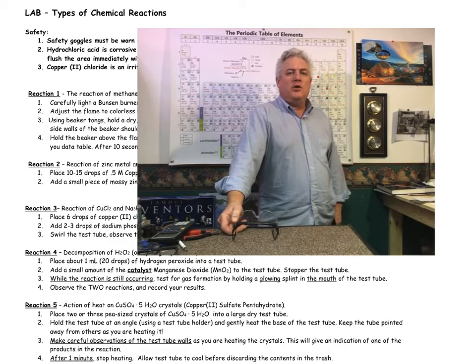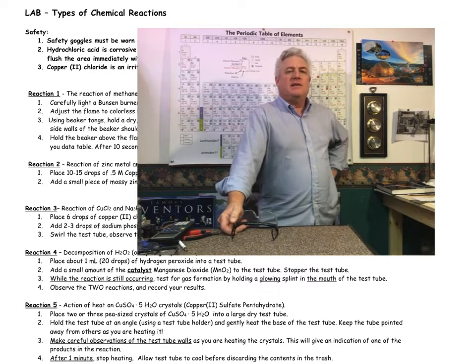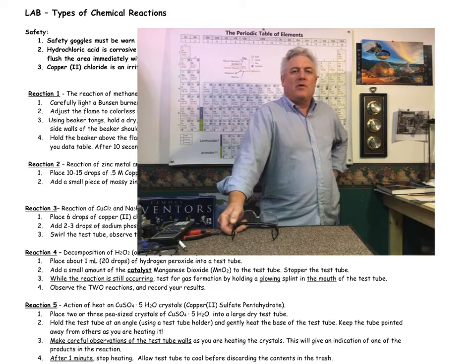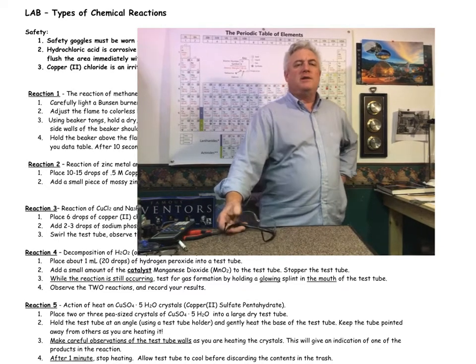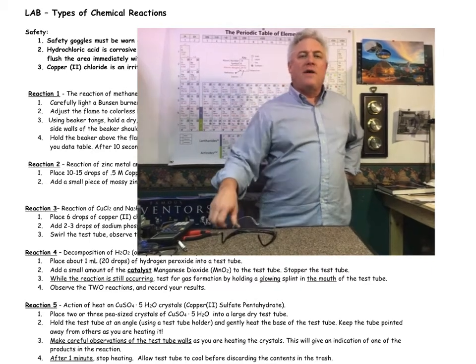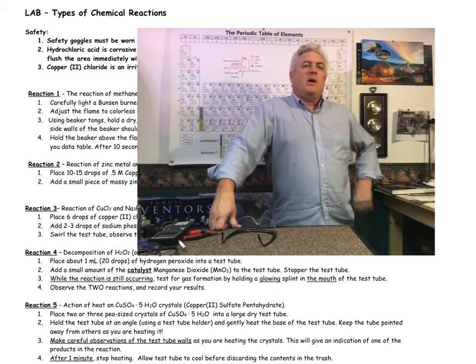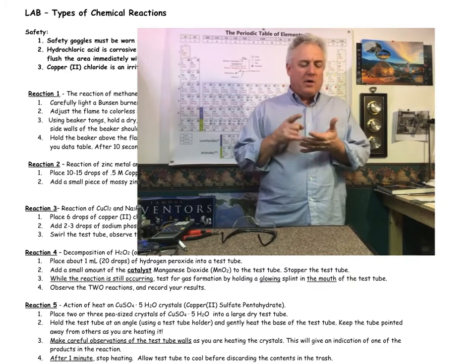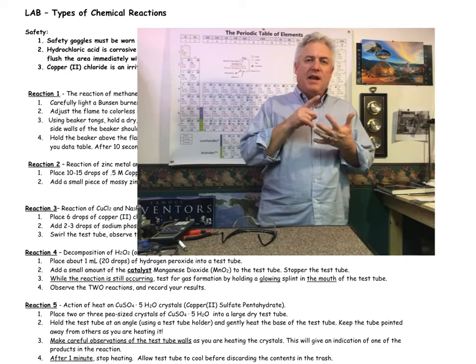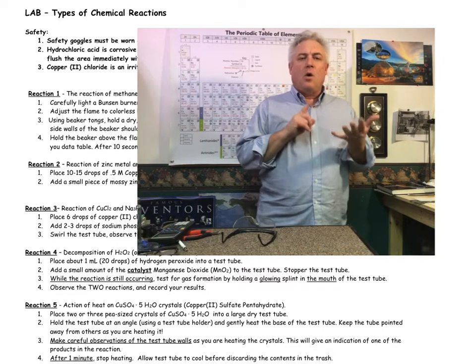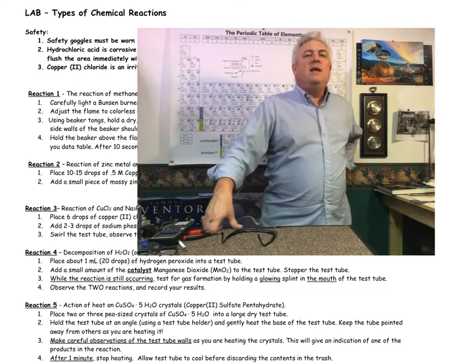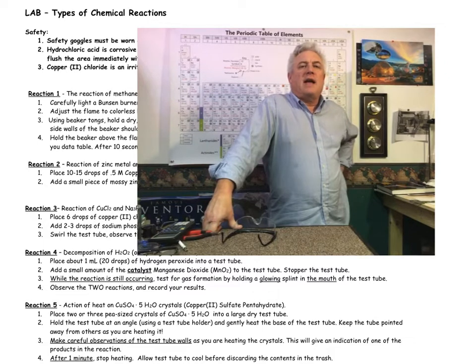Today we are going to do the lab called Types of Chemical Reactions. In this lab we're going to perform 8 different chemical reactions. At this point you should know how to balance chemical equations and also know the 5 types of chemical reactions. The reactions we're going to do are going to either be synthesis or decomposition, single replacement or double replacement, or combustion reactions. So these 8 will fit into one of those 5 categories.